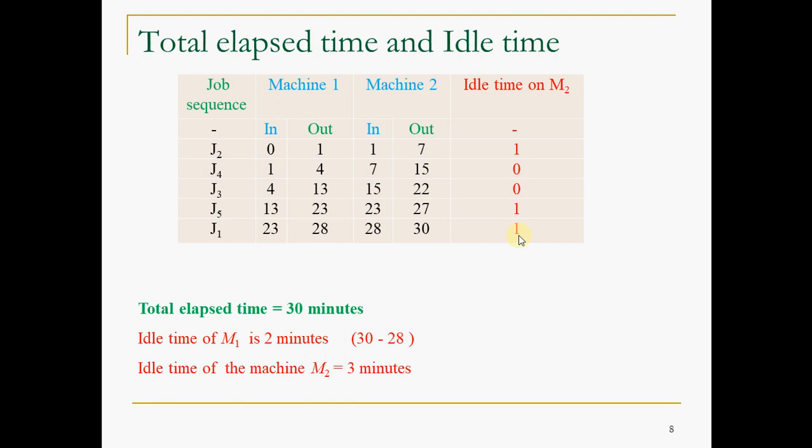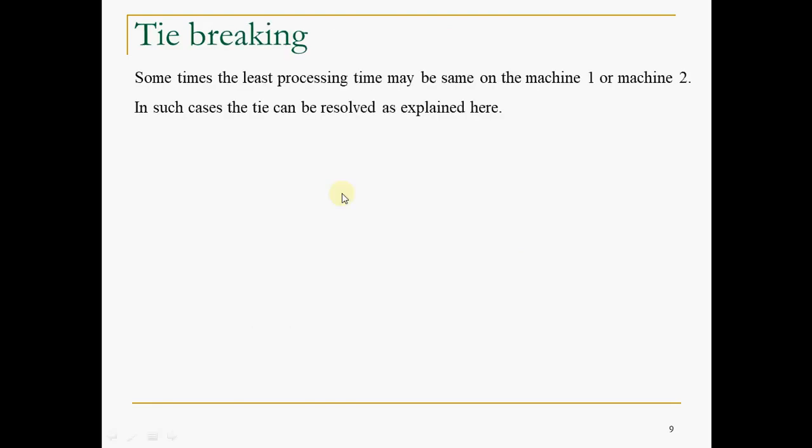But sometimes there may be a tie in the least processing time. Then how to handle or resolve the tie, we'll discuss here. Tie breaking. Sometimes the least processing time may be the same on machine 1 or machine 2. In such cases, the tie can be resolved as explained.